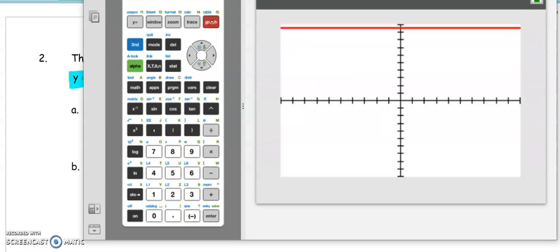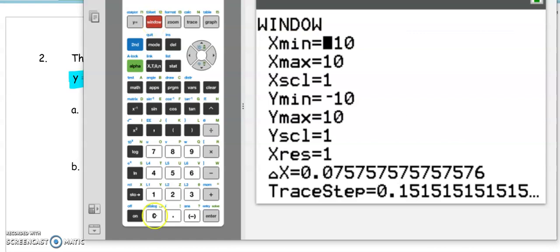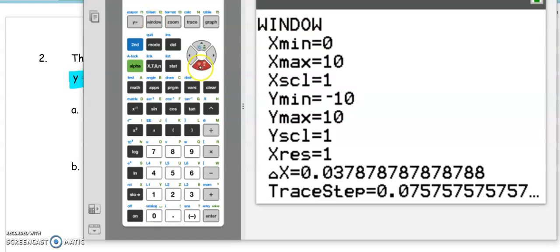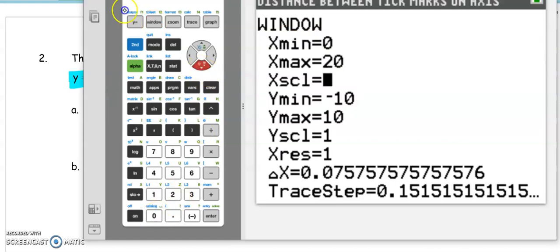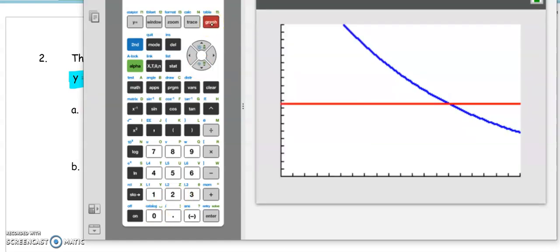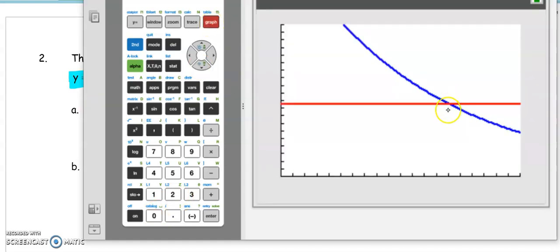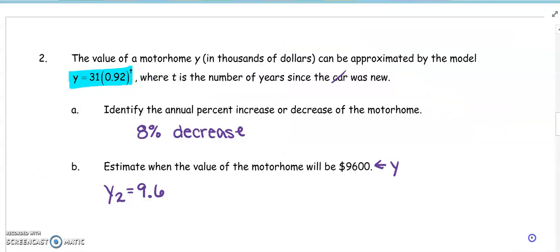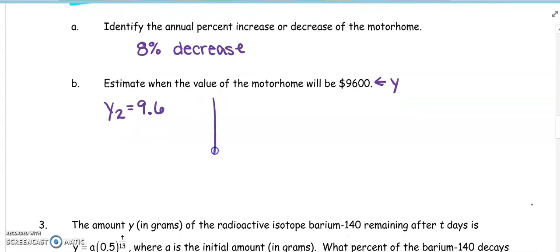Can't see a whole bunch right now, but I do know everything is occurring in that first quadrant, so I'm going to change my window. I'm going to go 0 to 20 on the x's, and 0 to 20 on the y's. Keep in mind, if you don't get a good window the first time, you can always change it. We've got a better looking window there. Let's do a quick sketch of that graph. Show me that you know that it means decay.